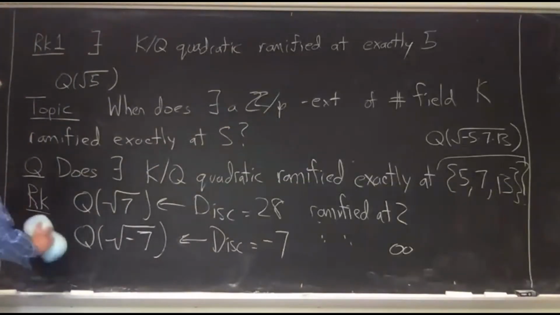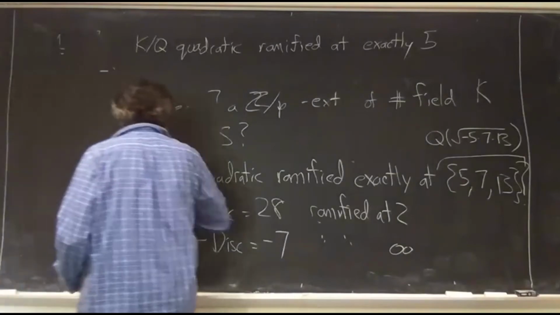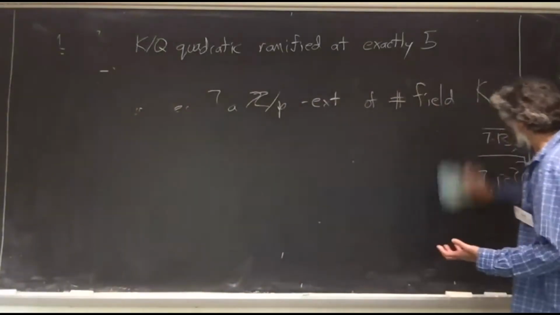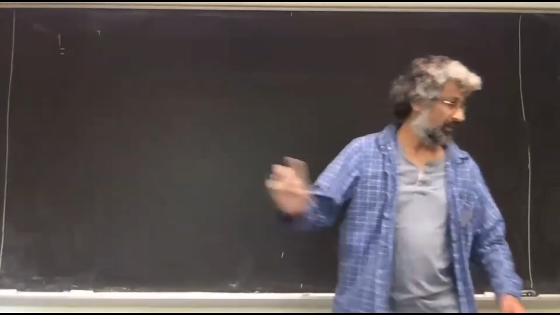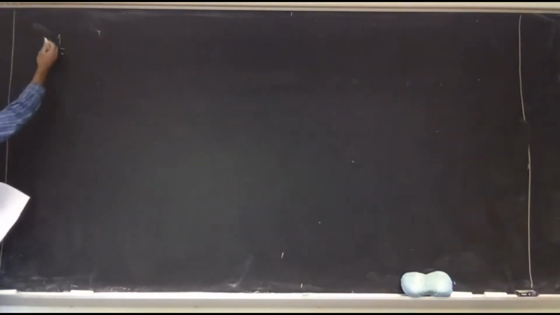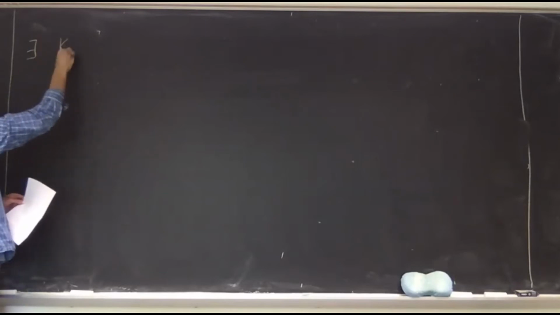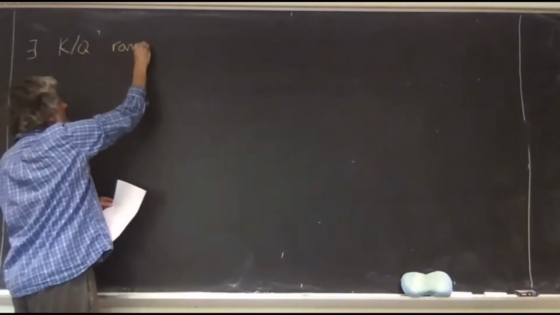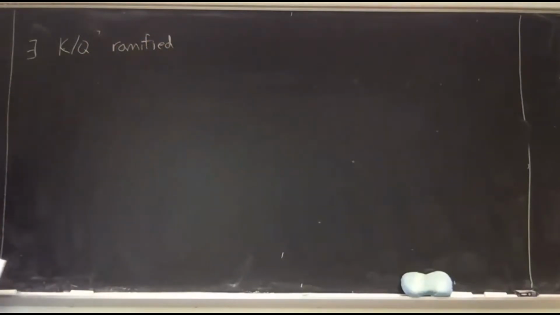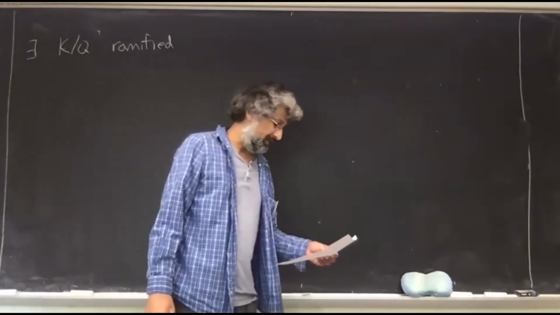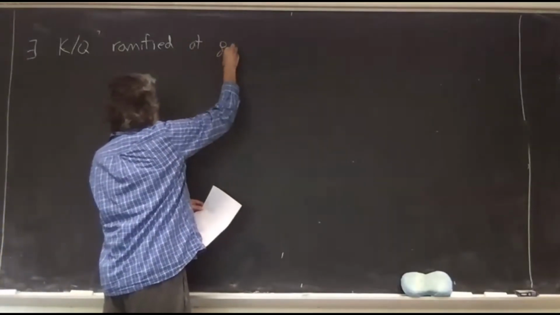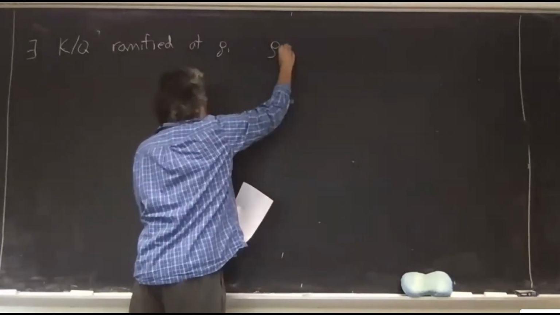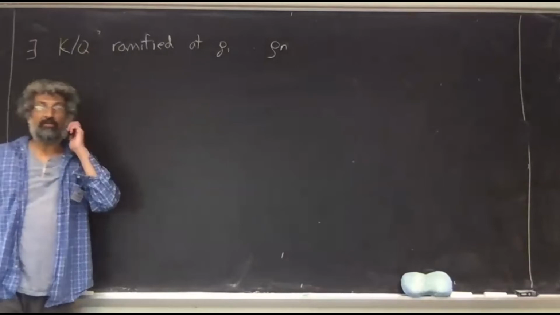So I want to reframe this question in a way that's also pretty elementary, and if you haven't seen this reframing, it's not too hard to immediately see that it's correct. Namely, I'm only doing the quadratic case right now. We'll get to the Z mod P case in a moment. There exists a K over Q ramified exactly at maybe n primes. My convention is that I'm going to allow infinity as a prime.